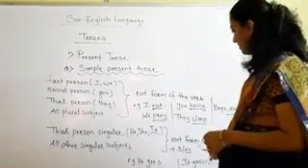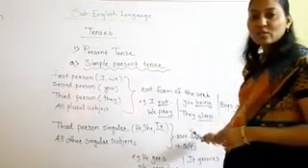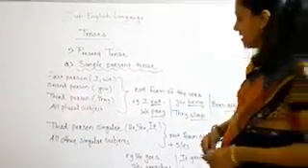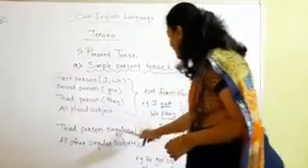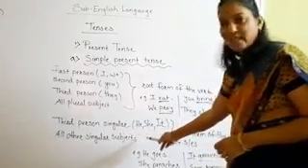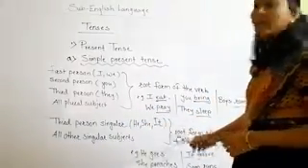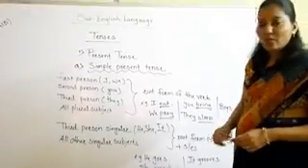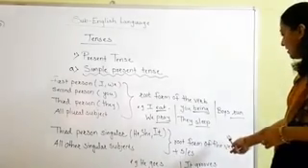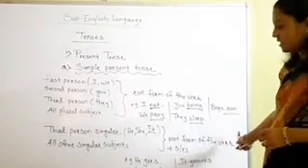Okay, sorry, s or es to the verb. Once again I am repeating, students, when we are using third person singular, that is he, she, it, and all other singular subjects, at that time we have to use the root form of the verb, the main form of the verb, plus we have to add s or es to the verb.